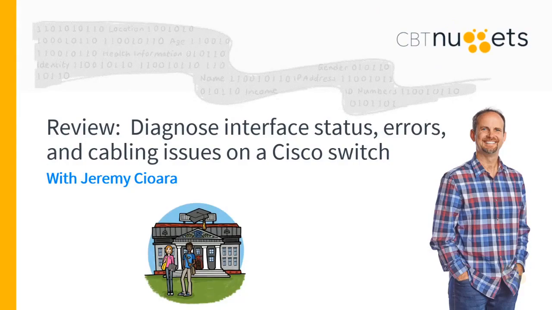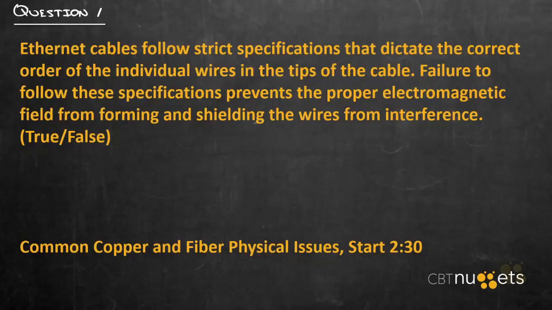So, question number 1. Ethernet cables follow strict specifications that dictate the correct order of the individual wires in the tips of the cable. Failure to follow these specifications prevents the proper electromagnetic field from forming and shielding the wires from interference. True or false? Answer is most definitely true.